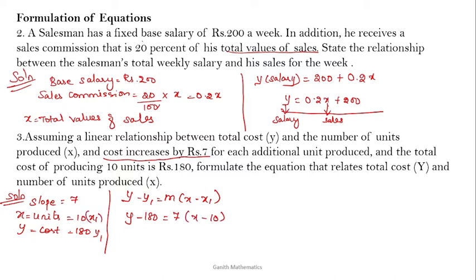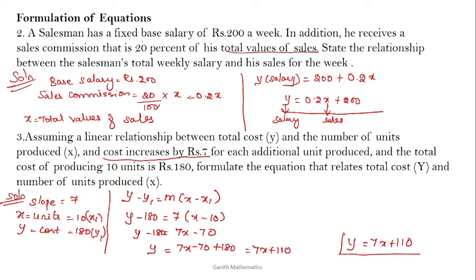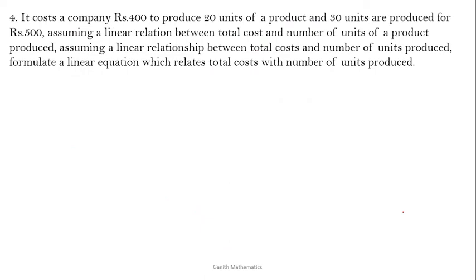Okay, so this would be 7x minus 70, y minus 180. So y is equal to 7x minus 70 plus 180, that is 7x plus 110. So y is equal to 7x plus 110 is the total cost, and it states the relationship between the total cost and the number of units produced. Okay, so hope you understand how to formulate the equation. We'll move to the next one.